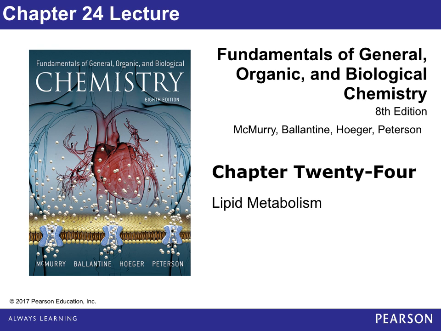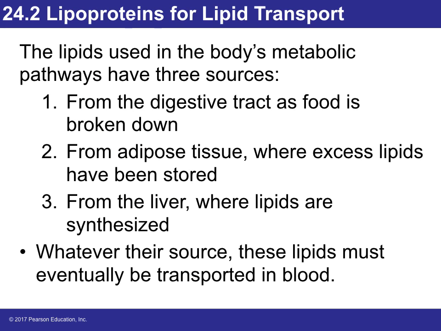In the second part of chapter 24, we're going to look at the lipids and how they are used in the body's metabolic pathway. You have three different sources. These all come from the digestive tract as food is broken down. They also result from adipose tissue, where excess lipids from the diet have been stored. And they also come from the liver, where lipids can be synthesized.